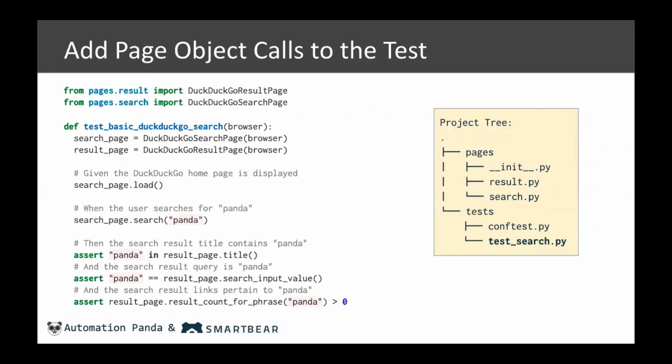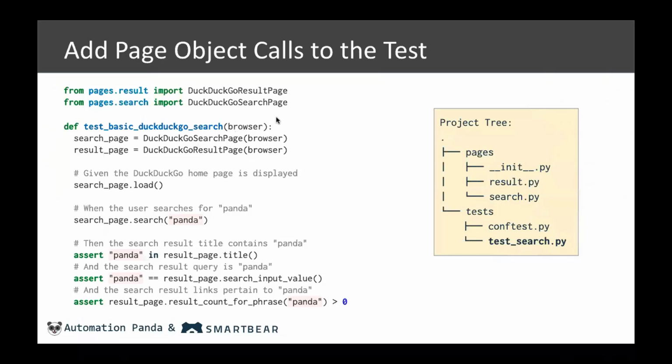So now that we have not only our WebDriver set up, and we have the page objects with all the calls, it's time to update our test case to make page object calls to interact with the browser. Back in my test search module, I've imported the page object classes from the pages package, and I've instantiated them as the first lines in my search test. You'll also notice that I have called browser as one of the arguments of my test case function.